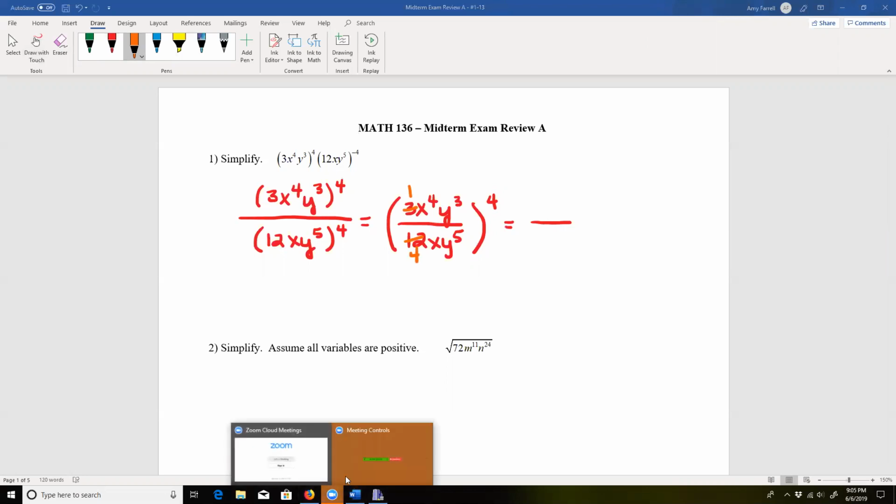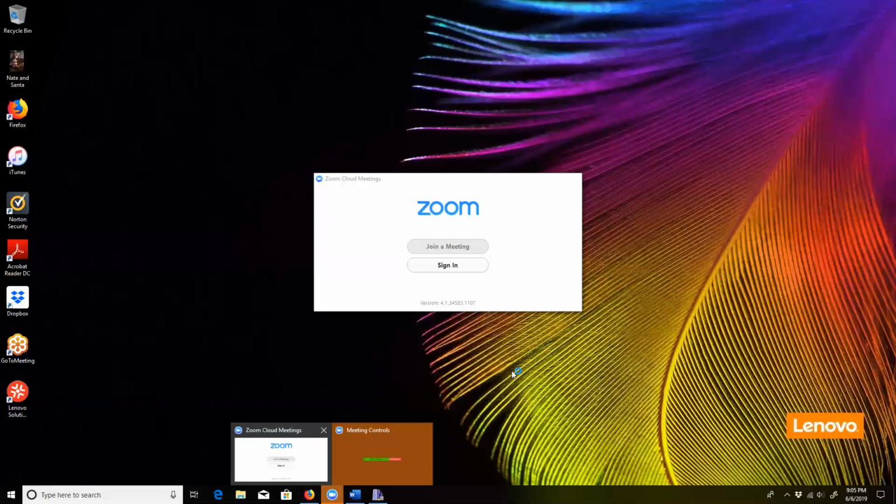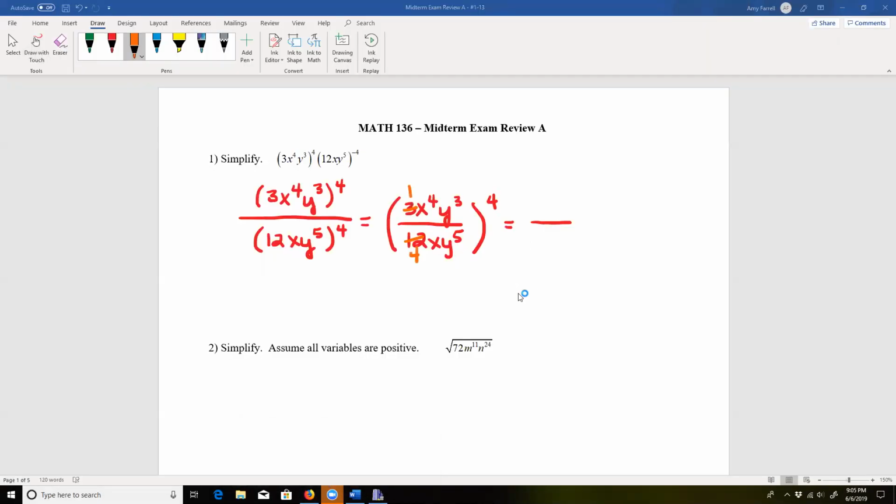Let's see, something's blinking down here. What is this telling me? Meeting controls, I don't know. Sorry about that. I just saw something blinking down there. I want to make sure I was still recording.